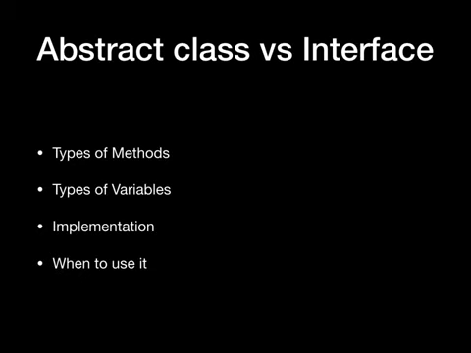Consider using interfaces if you come across any of these situations. Primarily, if you expect that unrelated classes would implement your interface, for example, Comparable and Cloneable. Then, when you want to specify the behavior of a particular data type, but are not concerned about who implements its behavior. Lastly, if you want to take advantage of multiple inheritance.